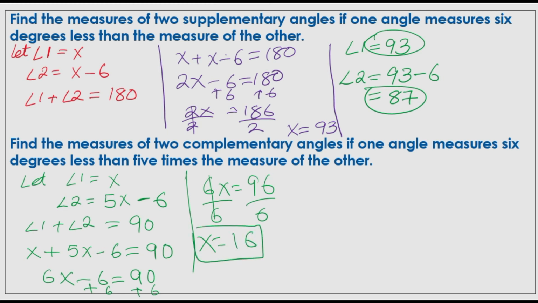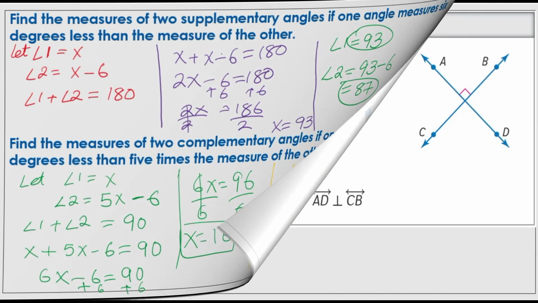But that's not the question. The question is to find angle 1 and angle number 2. So now angle number 1 is x, that is just 16, but angle number 2 is 5x minus 6. So 5 times 16 minus 6. If you use your calculator, it will be 74 degrees.